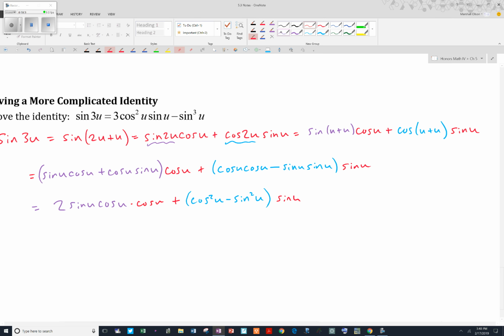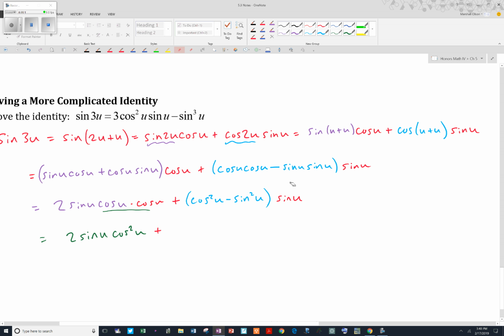I didn't keep this guy in parentheses right here because there's no addition or subtraction. It's really not necessary. In fact, let me write my u a little bit nicer. In fact, I can now multiply these two cosines together and call this 2 sine of u times cosine squared of u. And that's being added to, and I'm going to distribute this sine in here.